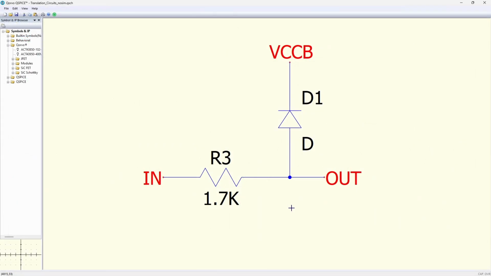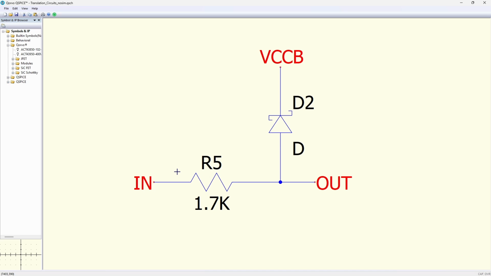I would say one of the main drawbacks to this circuit is that it's going to require that there be some current flowing back towards VCCB. And a lot of circuits will not like it if you start sending current back towards the supply, because typically supplies are designed to provide current to a circuit, not to sink current from a circuit.